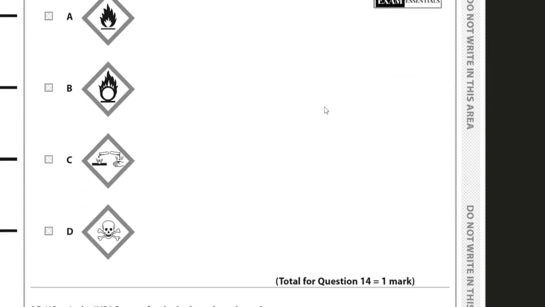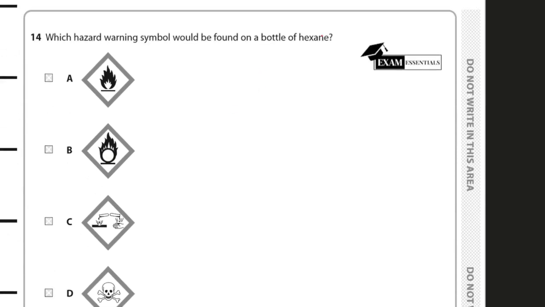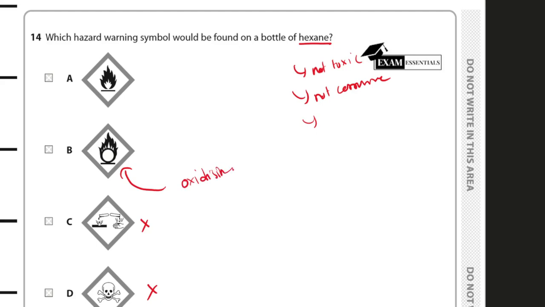Now moving on, which hazard warning symbol would be found on a bottle of hexane? Now, hexane is not toxic and it's also not corrosive. So C and D will be out of our options because this represents toxicity while this represents skin corrosiveness. This symbol represents an oxidizing agent, but hexane is not an oxidizing agent, so obviously this won't be in our option as well. So the only option that's left is option A, which makes hexane a flammable liquid, which it is actually.